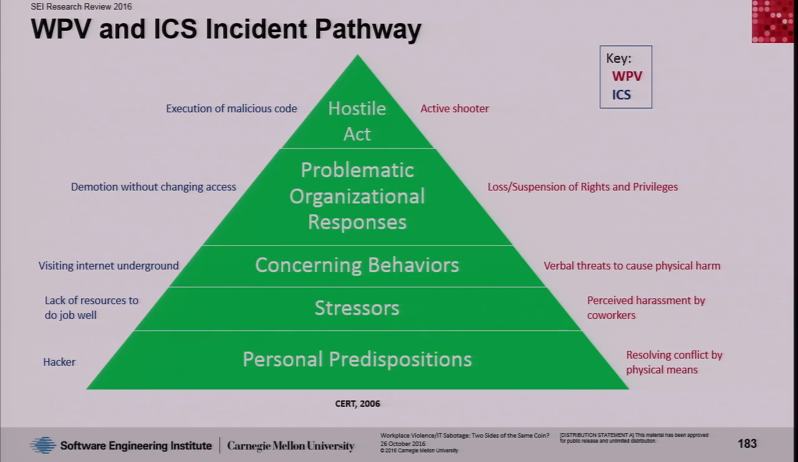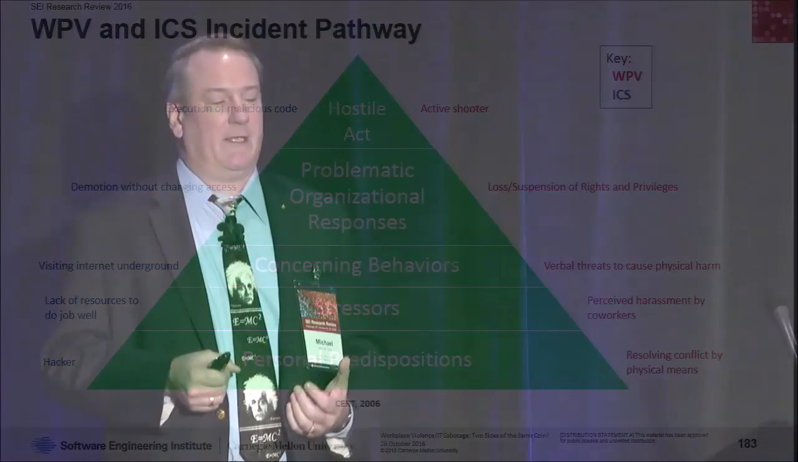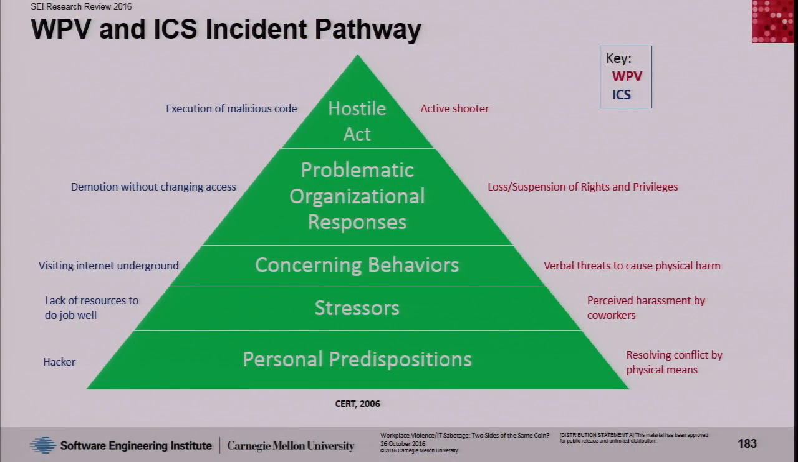And that is at the very bottom, it starts with people's predispositions. Okay, so what kinds of things make up them as human beings? So on the left side of this pyramid, you'll see examples for insider cyber sabotage. And on the right-hand side, you see just a couple of examples of workplace violence. There are definitely lots and lots of predispositions. These are just some representative ones.